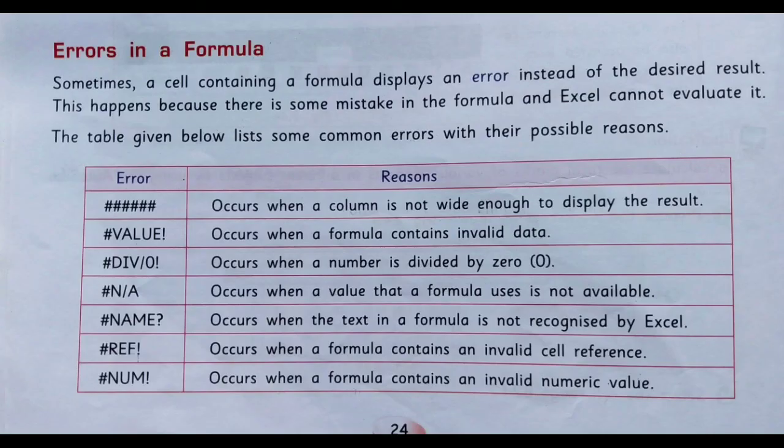Errors in a formula. Sometimes a cell containing a formula displays an error instead of the desired result. This happens because there is some mistake in the formula and Excel cannot evaluate it. The table given below lists some common errors with their possible reasons. So you can see what the errors are and what the reasons are.